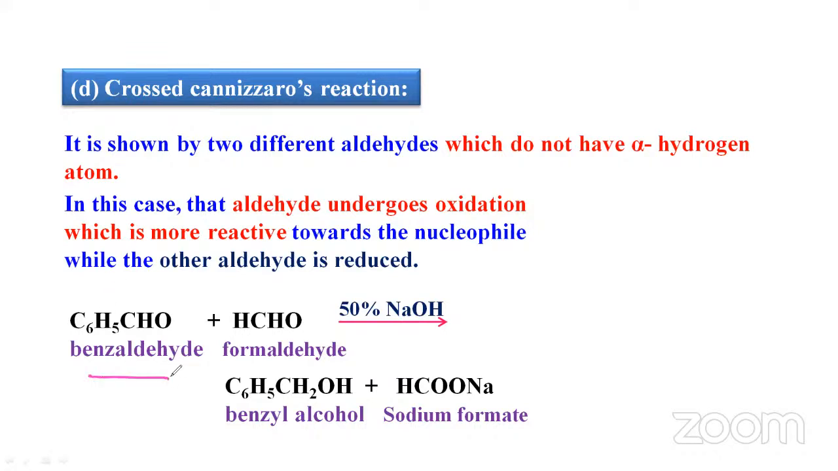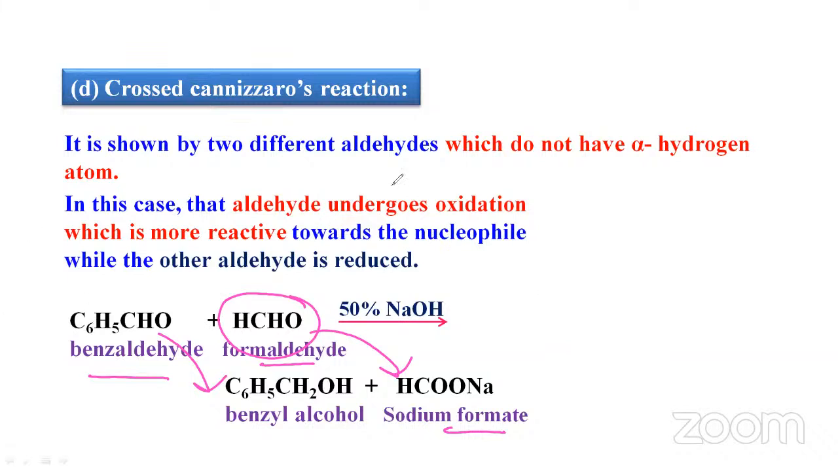One is benzaldehyde, and another is formaldehyde. It is treated with 50% NaOH. It gives you benzyl alcohol, and sodium formate is formed. So this is forming a salt, and this is forming benzyl alcohol. Like this is the cross Cannizzaro reaction.